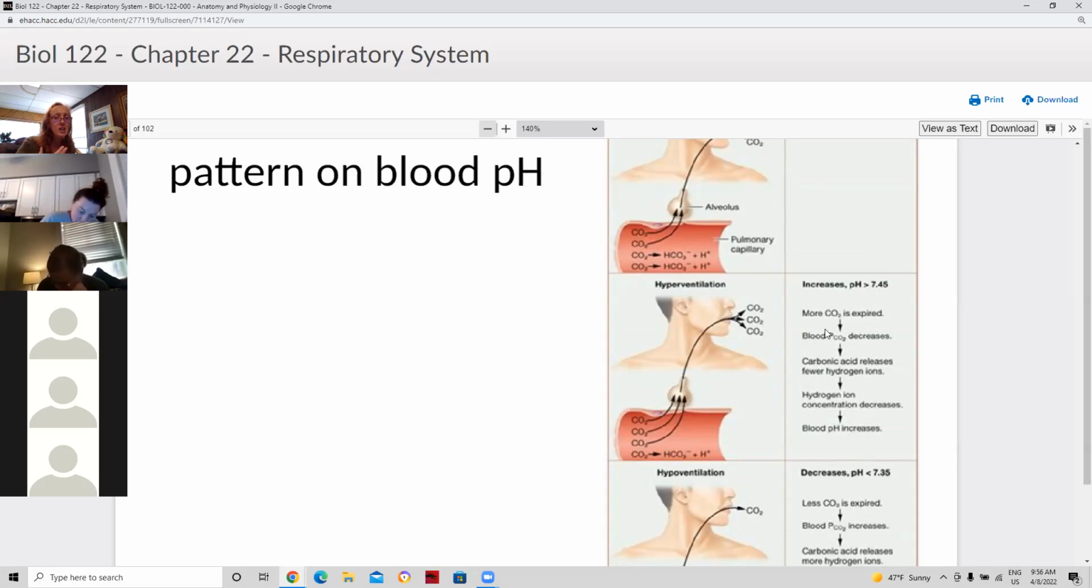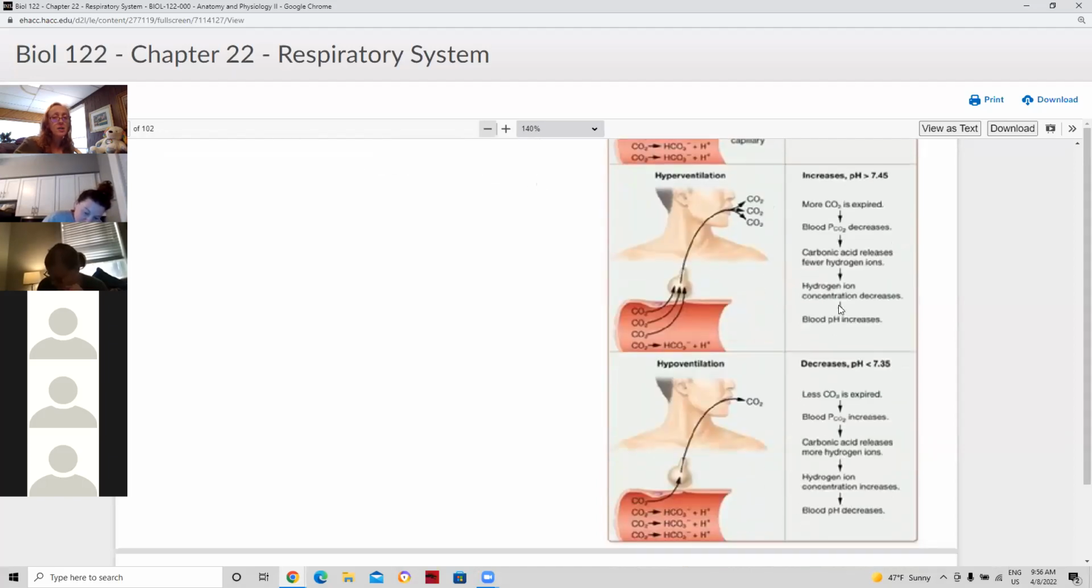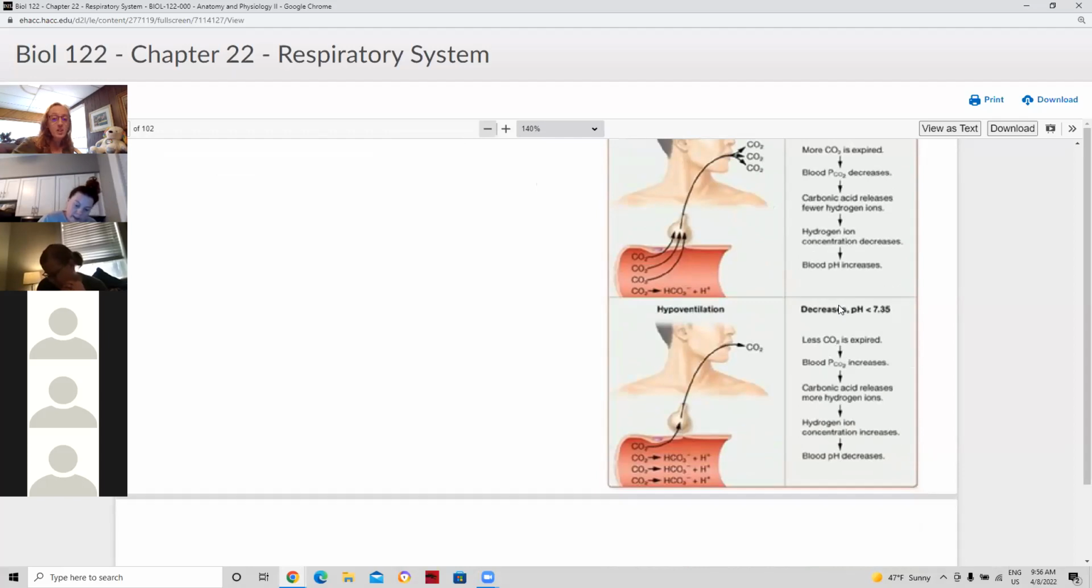Carbonic acid is going to be releasing fewer hydrogen ions, so the hydrogen ion concentration decreases, and the blood pH increases, like Becky said. Hypoventilation. Blood pH is below 7.35, so it's more acidic.